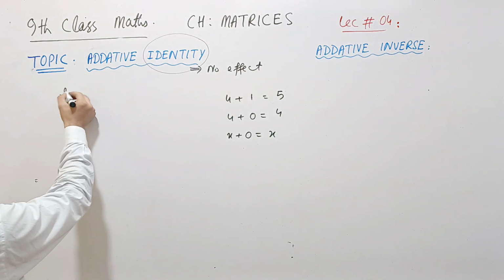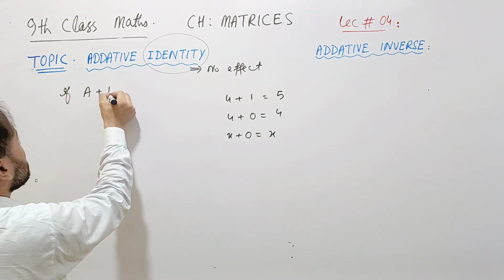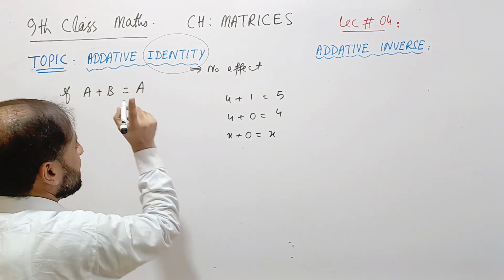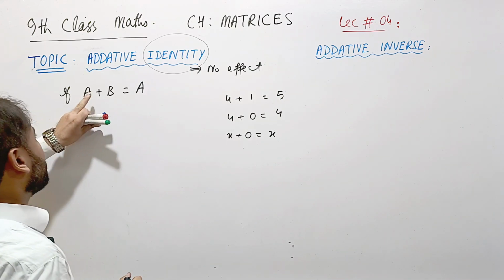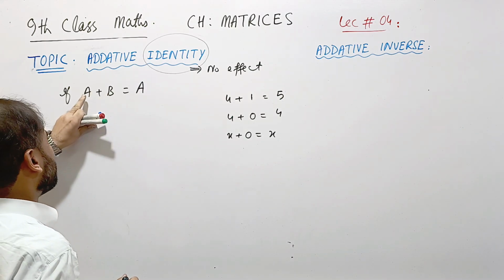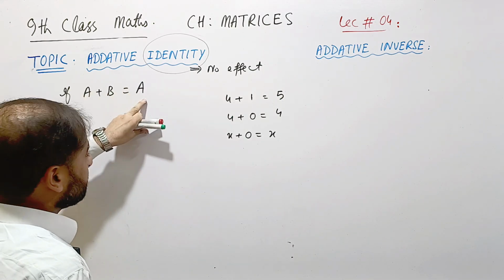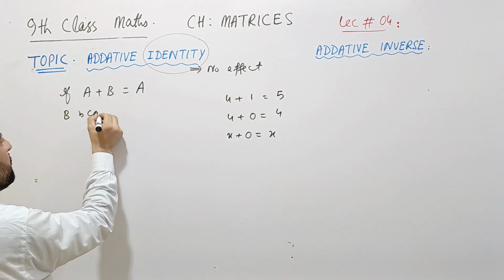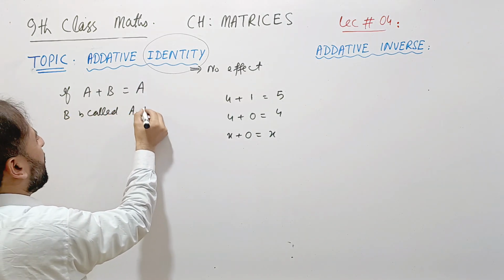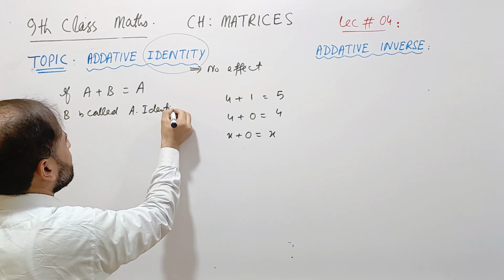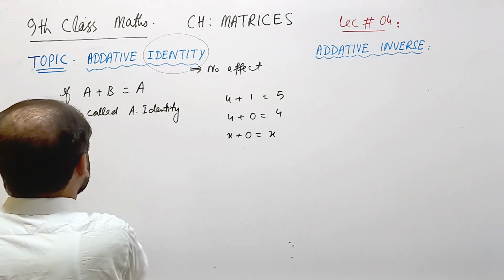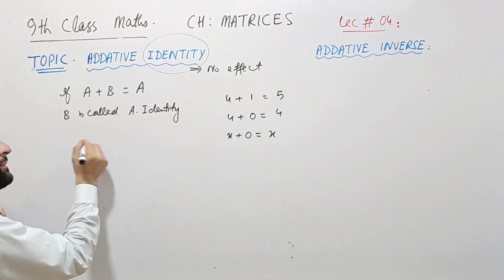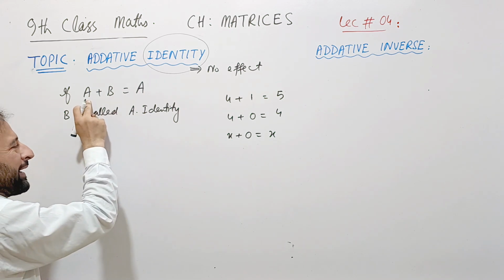Likewise, we say if A plus B is equal to A, which means if you add matrix B with matrix A and you get A, this matrix, then B is called additive identity. And my sweet students, of course, this will be a null matrix having the size of this matrix.